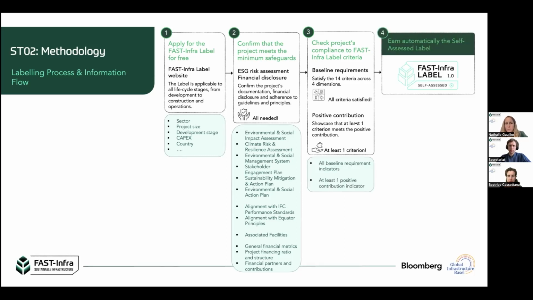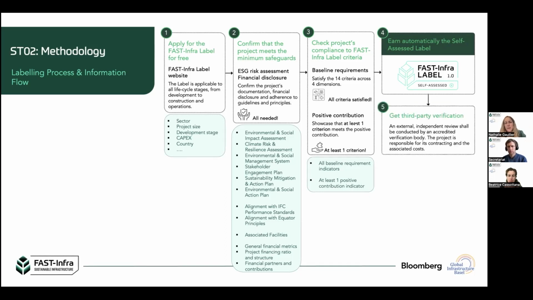So if the project is compliant and has gone through all these steps, then it earns automatically the self-assessed label. But there are 2 labels in total. So this is the self-assessed label. And now I will show you how you get the verified FAST-Infra label.